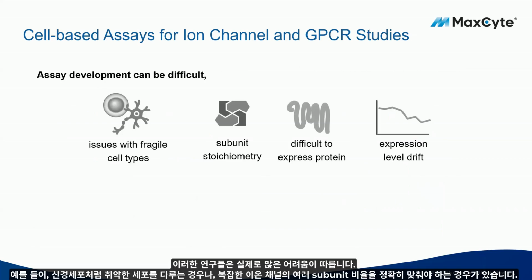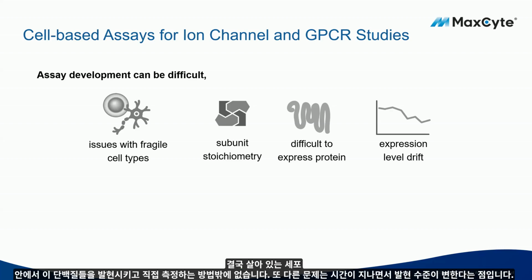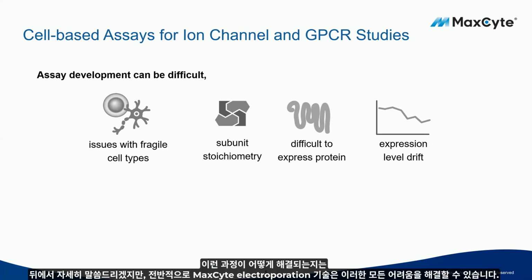And so these assays can be really difficult. For example, issues with fragile cell types like neurons, trying to get the stoichiometry correct for different subunits of complex ion channels, for example. And then these transmembrane proteins are just very difficult to express and produce as, for example, just like a protein production, antibody production kind of pipeline. So there's only one way to make them and express them inside the cell and measure the cell while it's alive. As well as there's issues with expression levels drifting over time. For example, when you make a stable cell line, and then after many passages, it just doesn't express the same way, or the protein is slightly different than before.